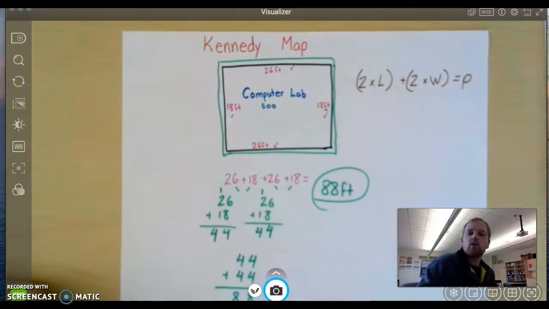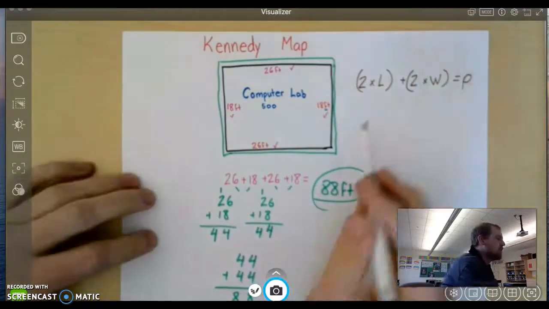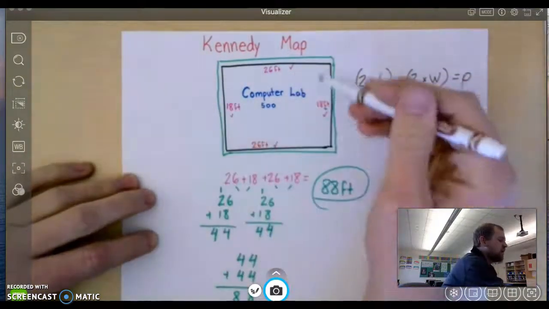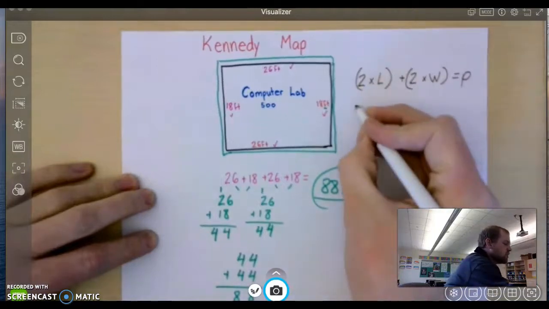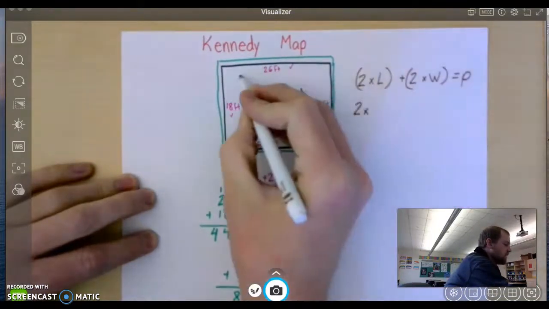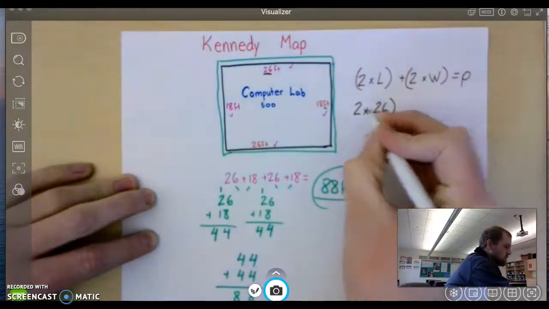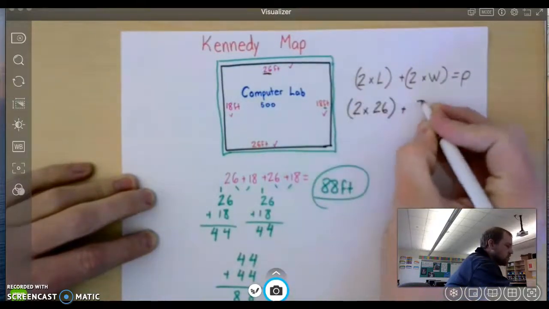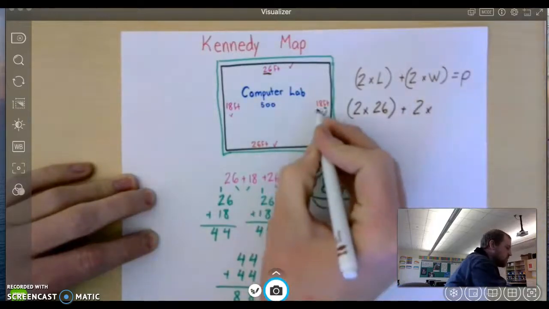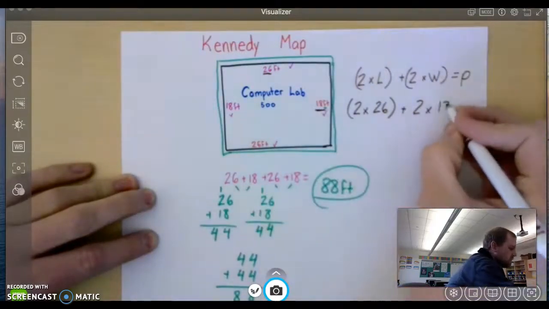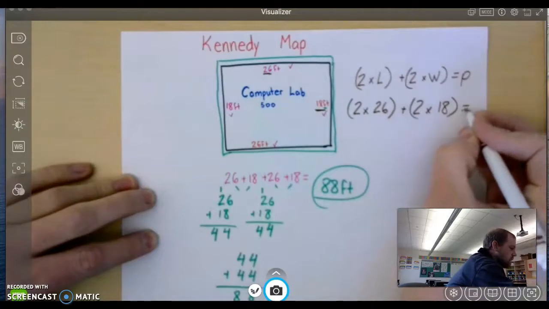So what I'm going to do now is I'm going to plug in those numbers that I know to be my length and my width. So my new problem is going to be 2 times, and my length is going to be this 26, plus 2 times my width, which I know to be 18. And now this will equal my perimeter.